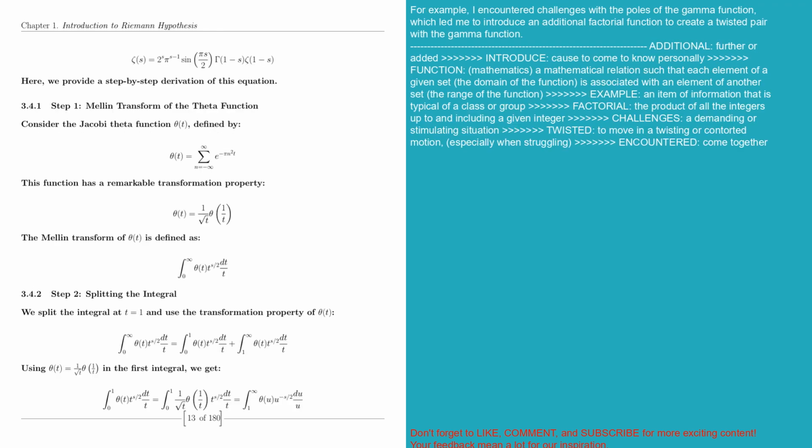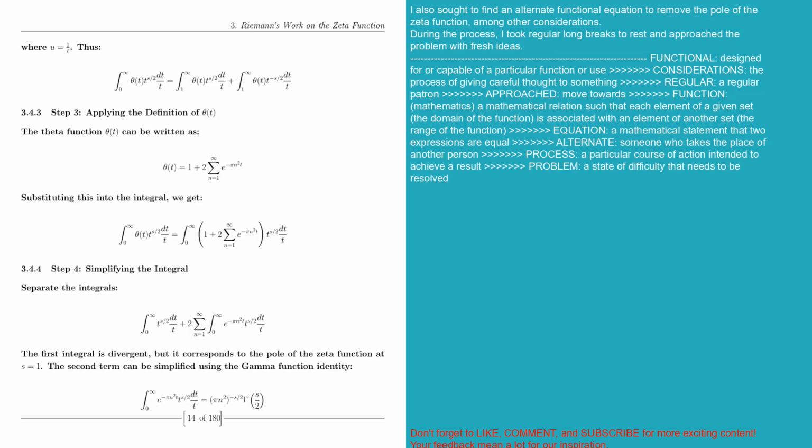For example, I encountered challenges with the poles of the gamma function, which led me to introduce an additional factorial function to create a twisted pair with the gamma function. I also sought to find an alternate functional equation to remove the pole of the zeta function, among other considerations.